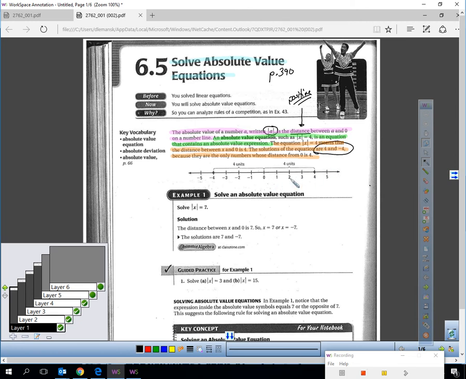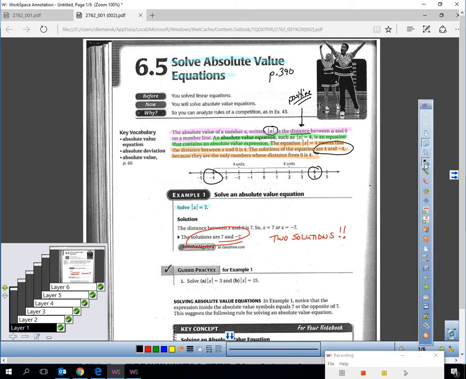You can see it in the picture here. The number 4 is 4 units away from 0, but so is the number -4. So when you look at this problem, the absolute value of x equals 7, there are going to be two solutions. Positive 7 is 7 away from 0, but so is -7. I want you to pause the video real quick and try those two.